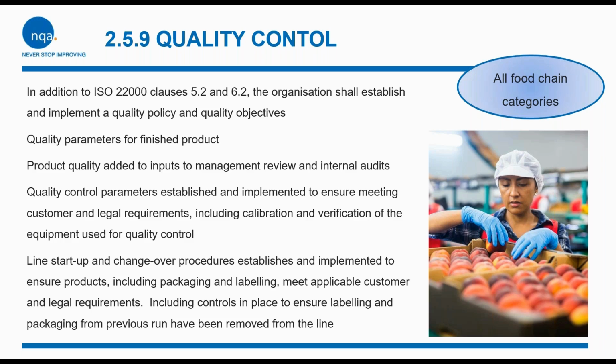Requirement 259, quality control, also applicable to all food chain categories. In addition to ISO 22000 clauses 5.2 and 6.2, the organisation shall establish and implement a quality policy and quality objectives. Quality parameters for finished product, product quality added to inputs to management review and internal audits, quality control parameters established and implemented to ensure meeting customer and legal requirements, including calibration and verification of the equipment used for quality control.